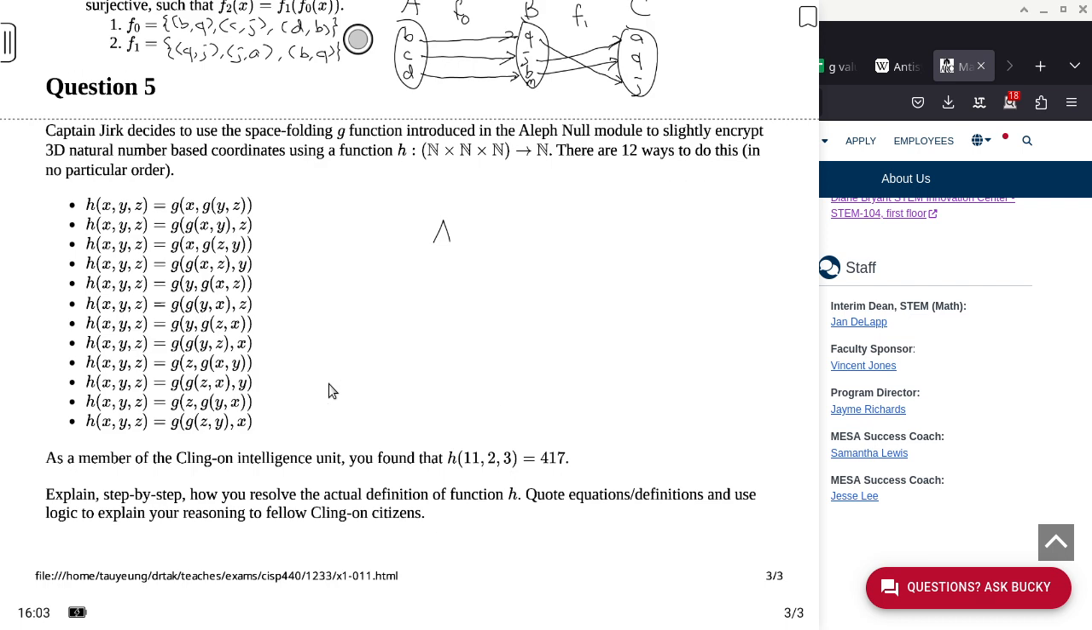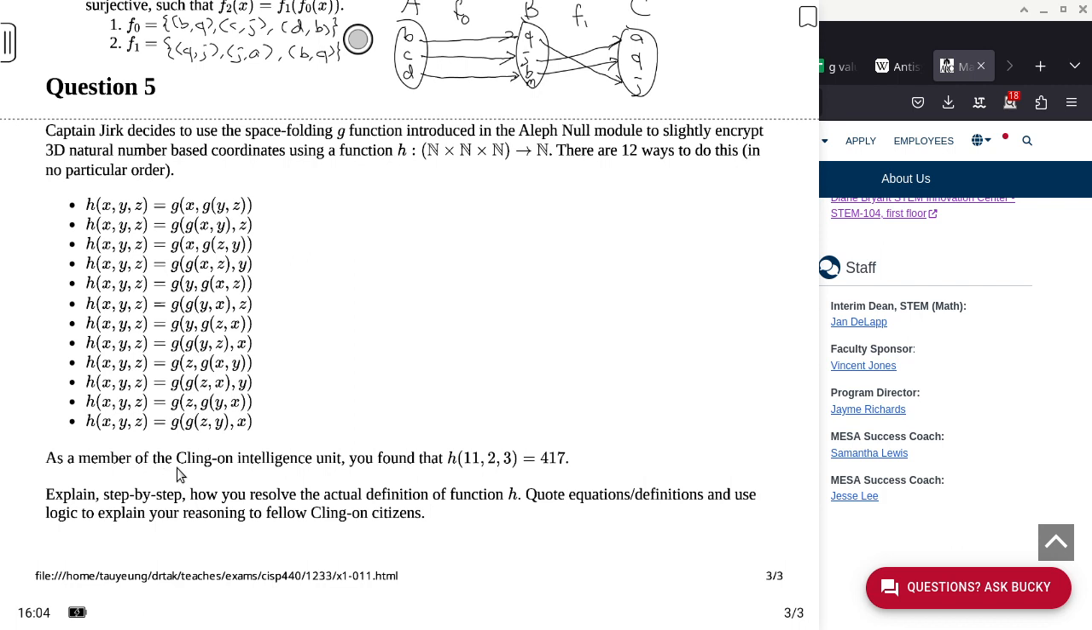So we are now on to the last question, number 5. Captain Jerk decides to use the space folding G function introduced in the Aleph Null module to slightly encrypt 3D natural number based coordinates using a function H. So H is a new function that you are supposed to define. But I tell you what it is mapping from and to. So instead of only having n times n, now we have n times n times n, because it is a three-dimensional natural number-based coordinate. And we want to map it to a single natural number. There are 12 ways to do this. I'm even enumerating all 12 ways to do it. So the question now is, which one?